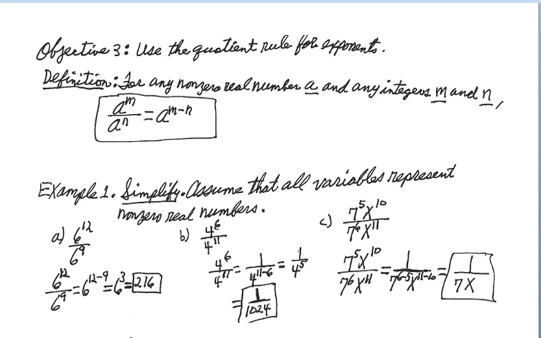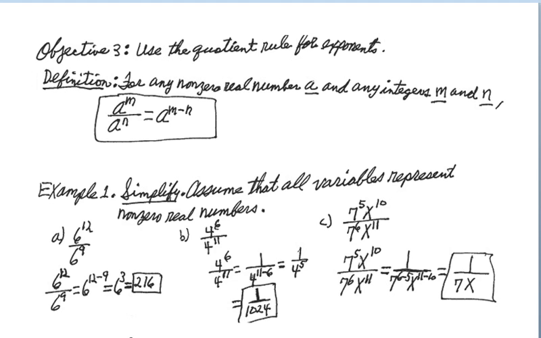Example 1. Simplify. Assume that all variables represent non-zero real numbers. Part A. 6 to the 12th power divided by 6 to the 9th power. Well, as you can see, we're dividing two powers that indeed have the same base 6. So we can keep the base 6 and subtract the exponents. Therefore, we get 6 to the 12 minus 9 power, which is 6 to the 3rd power. Evaluating 6 to the 3rd power by taking 6 times 6 times 6, we get an answer of 216.